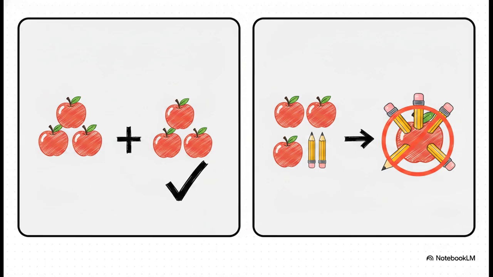Unlike terms, well, they have different letters. 3x and 3y are unlike. You absolutely cannot add 3 apples and 2 pencils together and say you have 5 apple pencils. That doesn't make any sense at all. You have to keep the apples with the apples and the pencils with the pencils.